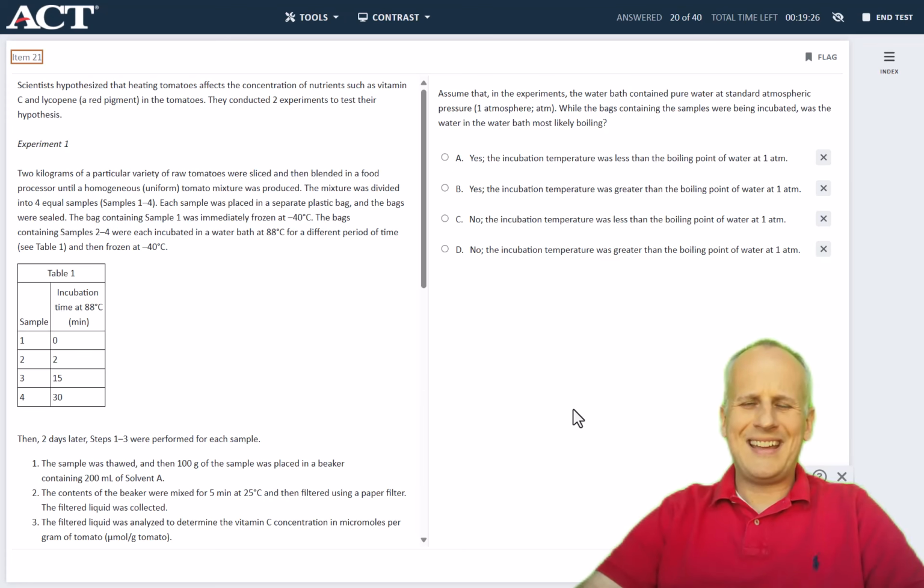Here it reads, assume that in the experiments, the water bath contained pure water at standard atmospheric pressure, 1 atmosphere, while the bags containing the samples were being incubated.